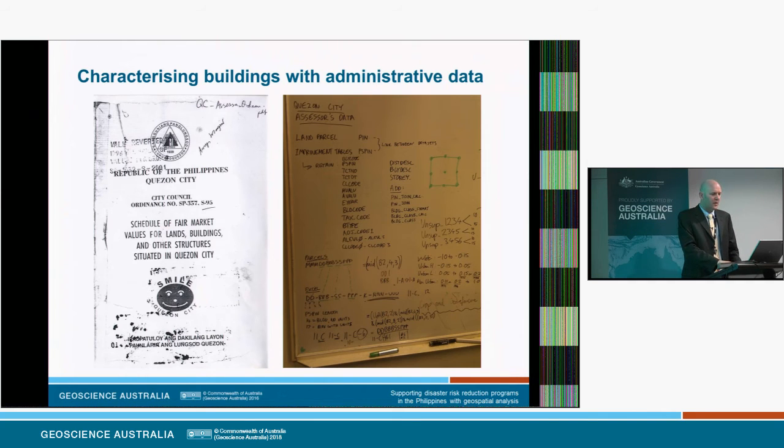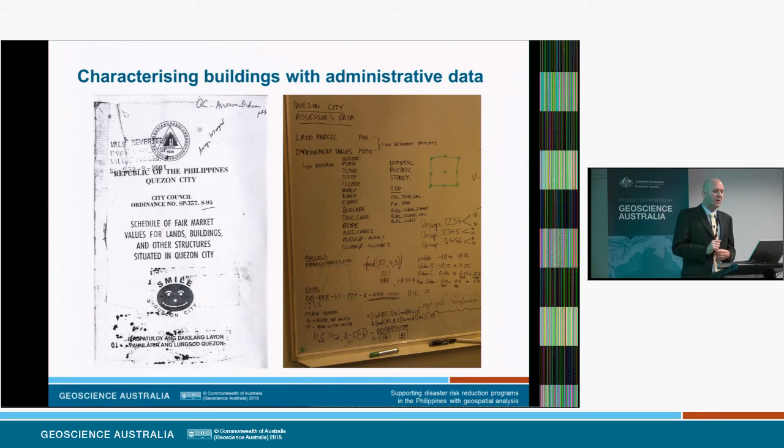So for the non-residential building stock, we were hoping that the local governments would be able to provide a lot of data about the commercial, industrial, institutional buildings. And so our best hope was to access data from the assessor's office from each of the cities. As I mentioned before, the assessor's office is a little bit like the Valuer General in our states and territories, and they record data about buildings for taxation purposes.